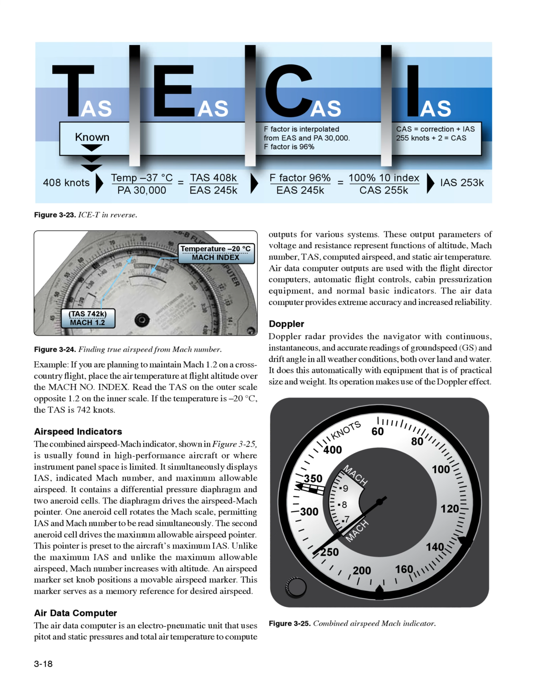Air data computer. The air data computer is an electro-pneumatic unit that uses pitot and static pressures and total air temperature to compute outputs for various systems. These output parameters of voltage and resistance represent functions of altitude, Mach number, TAS, computed airspeed, and static air temperature. Air data computer outputs are used with the flight director computers, automatic flight controls, cabin pressurization equipment, and normal basic indicators. The air data computer provides extreme accuracy and increased reliability.